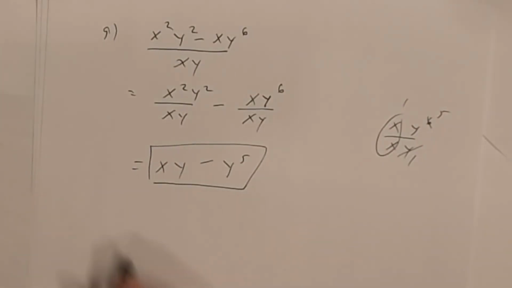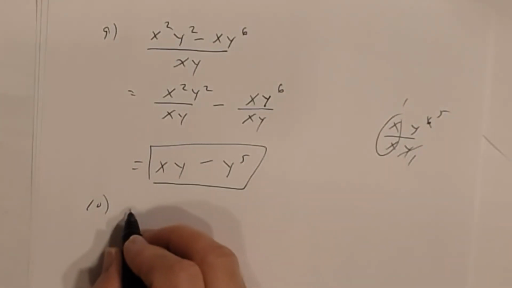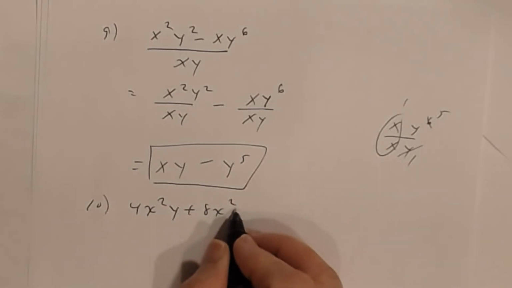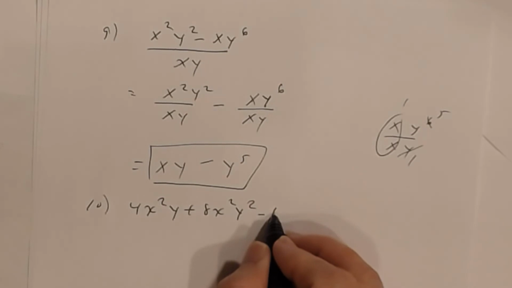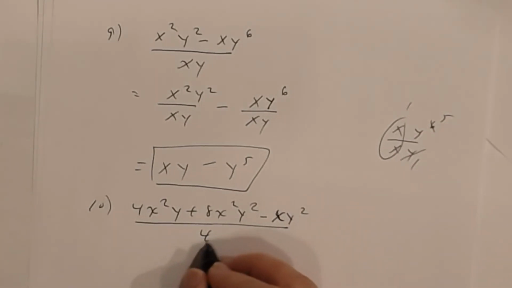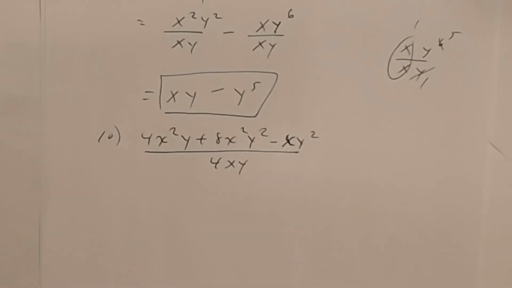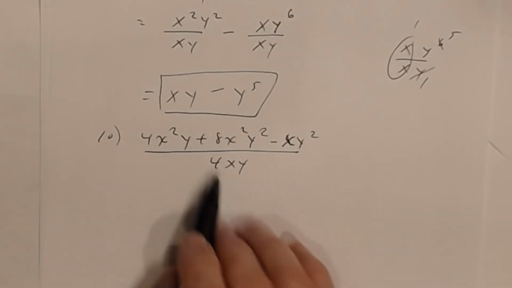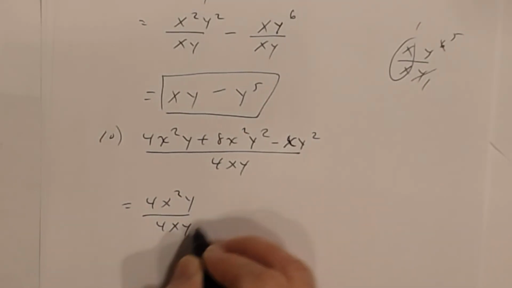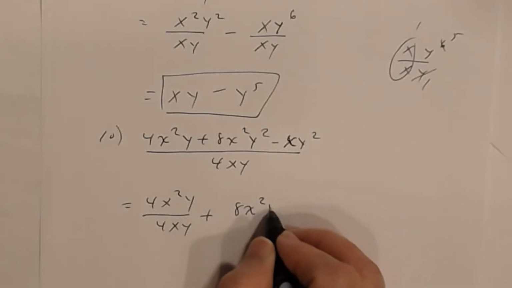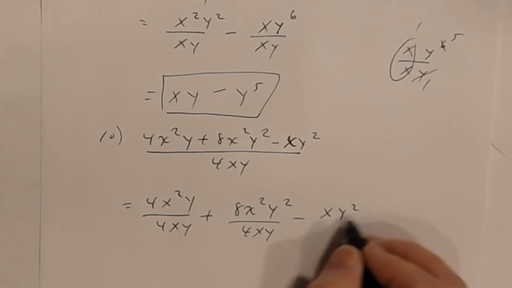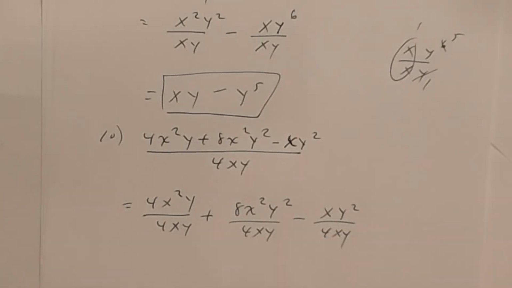All right. And then finally, number 10. We have 4x squared y plus 8x squared y squared minus x y squared, all divided by 4xy. So then you take each term, divide by the monomial. So it becomes 4x squared y divided by 4xy plus 8x squared y squared divided by 4xy minus x y squared divided by 4xy. All right?